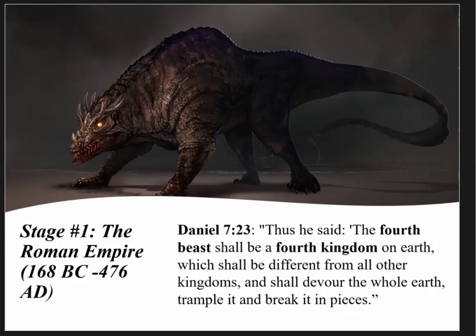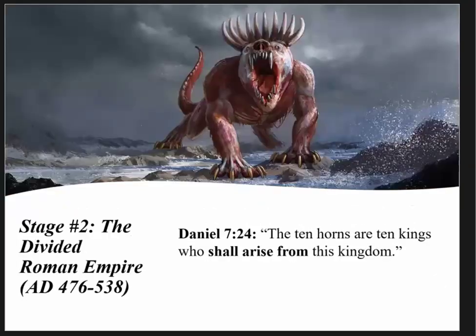Now let's look at stage 2. Now, we are still in the Roman Empire, right? Pagan Roman Empire. But in this stage 2 of this beast, there is a difference. It's the divided Roman Empire, right? Now, this is the second stage, and we find Daniel explains this stage in Daniel 7:24.